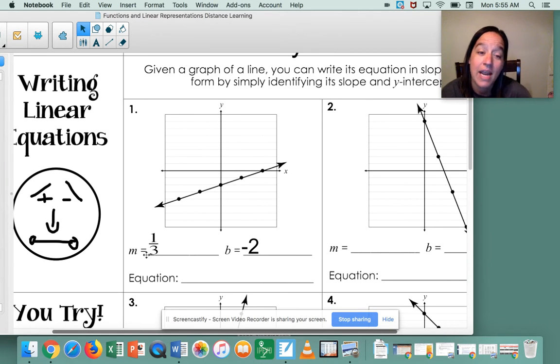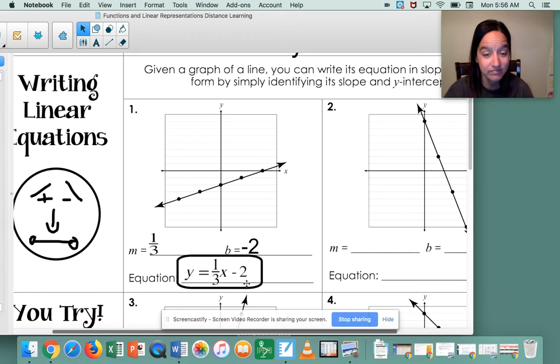Now that I have my m, my slope, and my b, my y-intercept, where the line crosses the y-axis, I can write my equation. And all I'm doing here is simply plugging it in. There you go. So we get an equation of y equals 1/3 x minus 2.